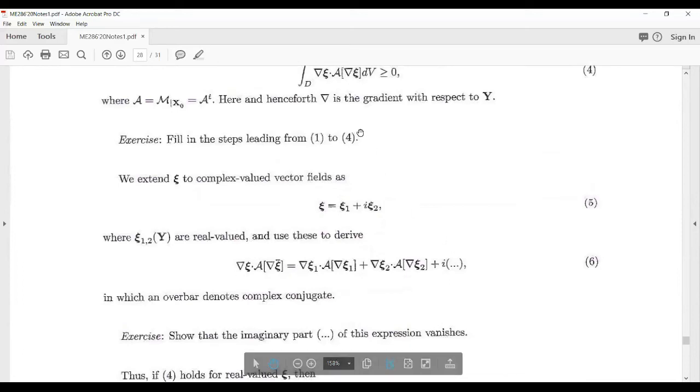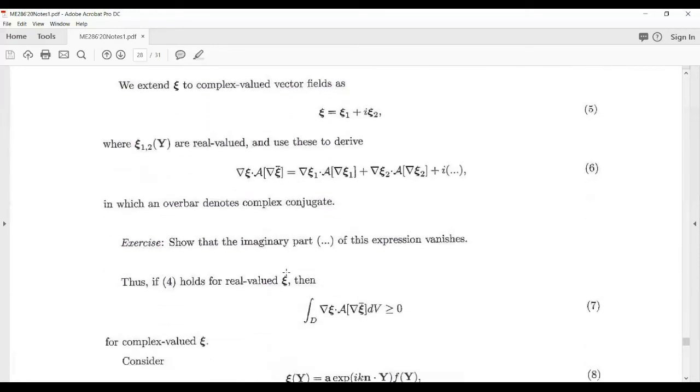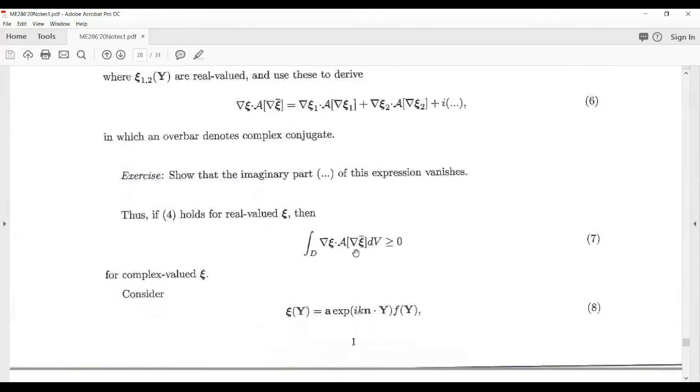And that means if this inequality here on top, equation four, holds for any real valued vector field psi of y, then it would hold also for psi one of y and psi two of y separately. We would add the two inequalities you get from this one and this one, by integrating over D. The integral of this one over D would be non-negative. The integral of this one over D would be non-negative. Add them together, you get that the integral of this is non-negative. So you get this. It just turns out this form is just a bit easier to manage.